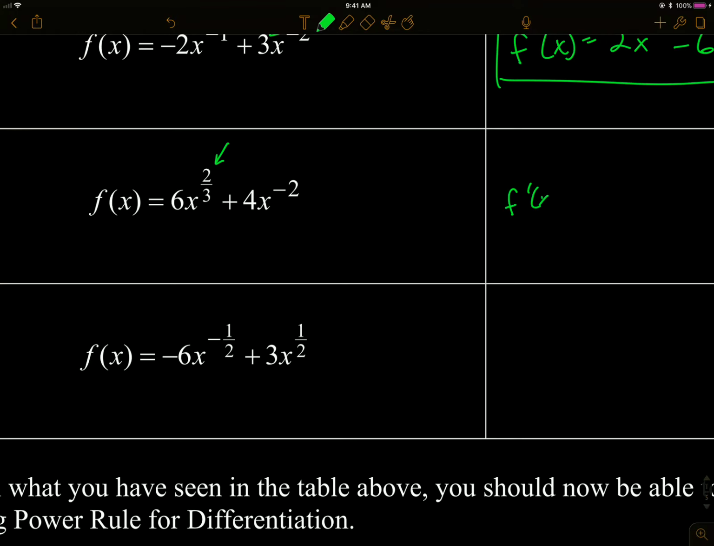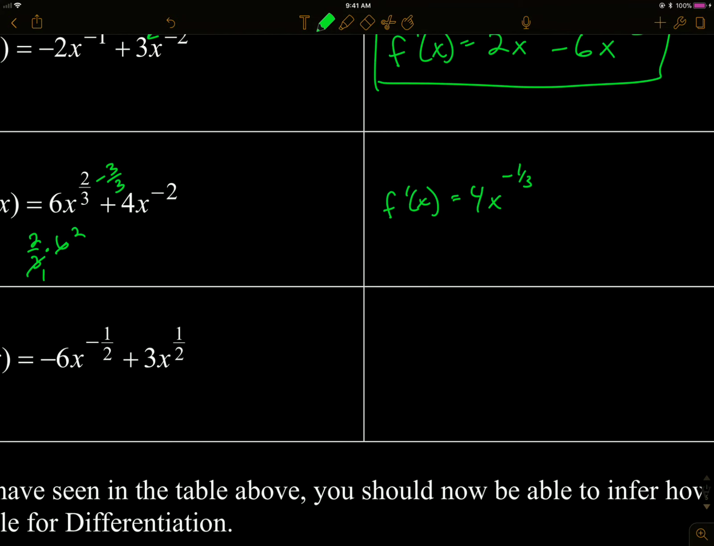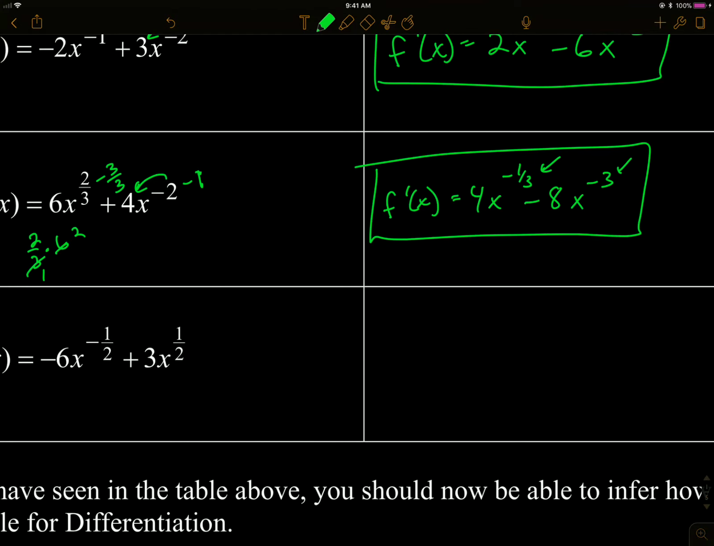You can. The 2/3 comes down and multiplies by 6. So 3 goes into 6 twice. That ends up being a 4 when I multiply 6 times 2/3. Here's how I think about subtracting 1. I think of subtracting 3/3. If it's a fraction, I make the denominators the same. 2 minus 3 is negative 1/3. The negative 2 comes down, multiplies by the 4. I get a negative 8. X to the, I subtract 1. I get negative 3. Again, I don't like negative exponents, but we're going to deal with that a little later.